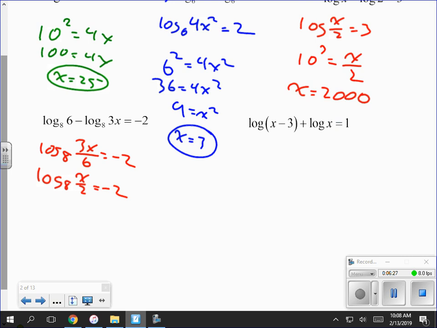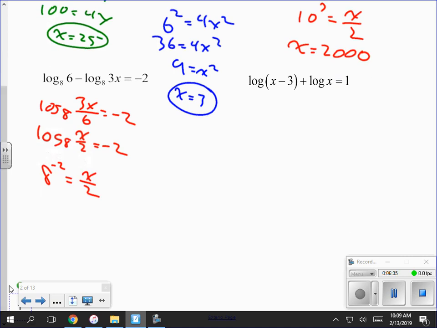Loop it. 8 to the negative 2 power equals x over 2. 8 to the negative 2 is 1 over 8 squared, which is 1 over 64. That's equal to x over 2. Multiply both sides by 2. I get x equals 1 over 32. 2 over 64 reduces to 1 over 32.